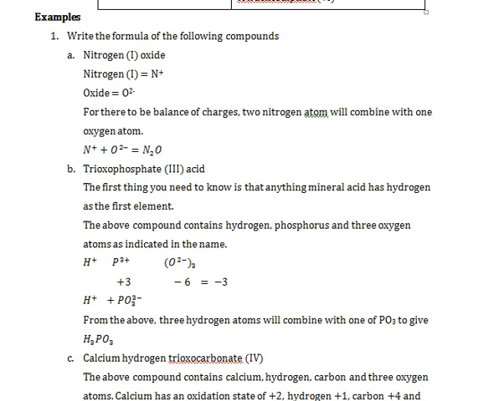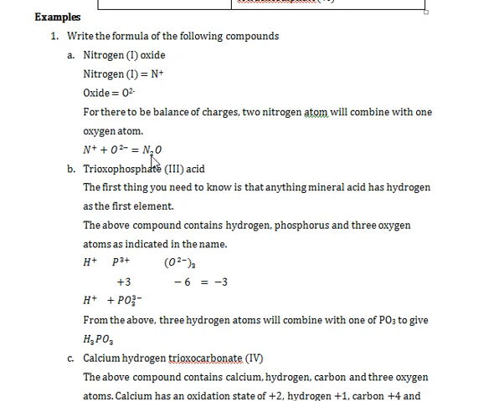I want to write the formula of nitrogen 1 oxide. Now, what you should know is that when it is nitrogen 1, the oxidation state of the nitrogen atom is +1. And whenever you see oxide in a compound, it means O2 minus. Now, in order to ensure that a neutral compound is formed, the number of positive ions must be equal to the number of negative ions. So, just like we did earlier when we were forming compounds, this positive charge has to be 2, so that it balances up with the two negative charges.